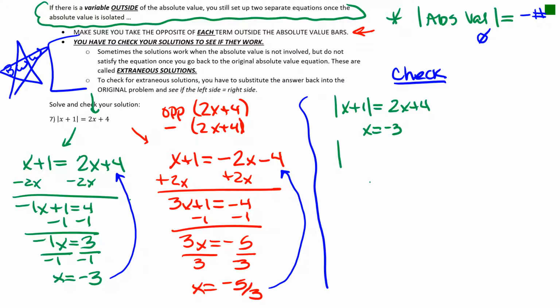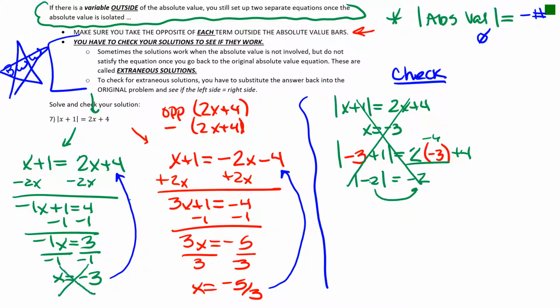So I have the absolute value. Plug in that -3 for your x plus 1. I want to see if that equals 2. Plug in that -3 for your x plus 4. So this is the absolute value of -2. For the sake of space, I'm going to say this is -6. -6 plus 4 is -2. Can the absolute value equal a negative number? No. What that tells us is x cannot equal -3. That is what we called an extraneous solution.